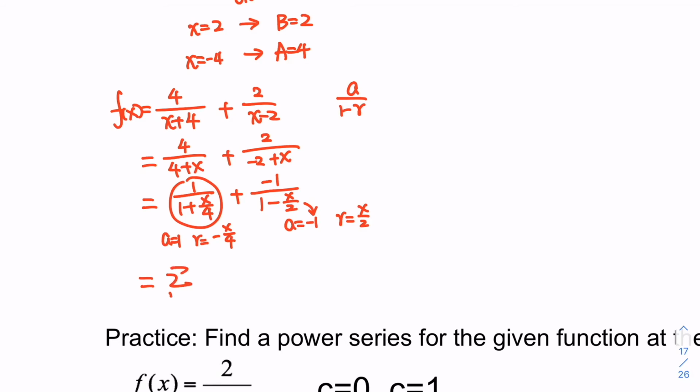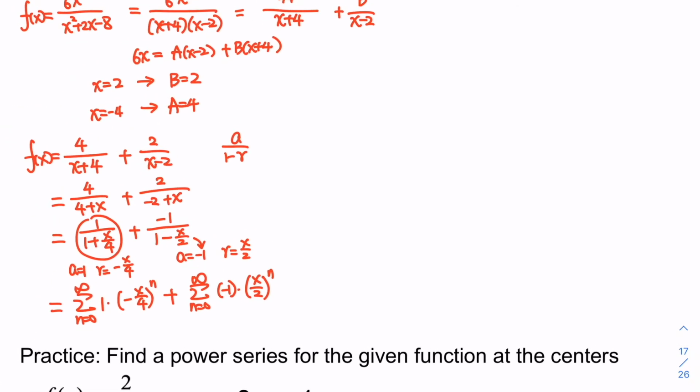So this will be the sum from n equals 0 to infinity of a1 times r to the n, plus the second one, a1 negative 1 times (x over 2) to the nth power. Of course, you can combine everything together, but you don't have to simplify it. You can leave your answer like this, or you can combine them.